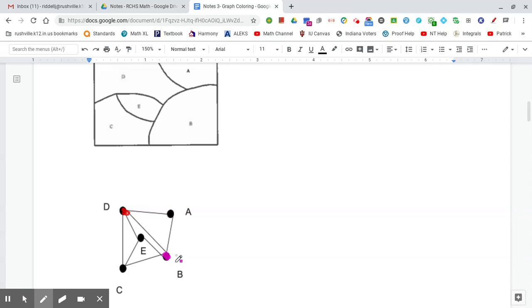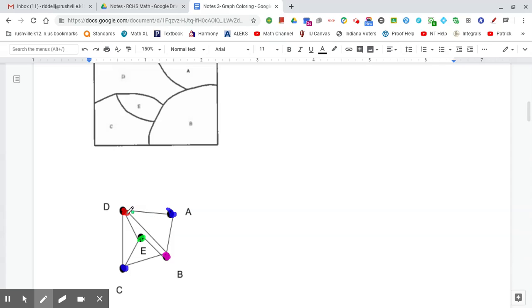B is adjacent to A, B is adjacent to E, B is adjacent to C, so none of those can receive the color pink. Now I'm going to go on. C and E both have degree 3, so I'm going to pick one, doesn't matter which one. I'll do C. C is adjacent to E, but A is not adjacent to C, so now we finally can use the same color again. So A and C can both be colored the same, and then E would need its own color.